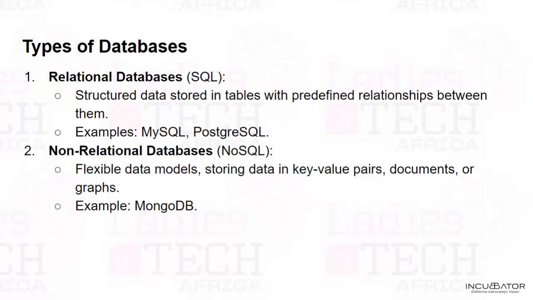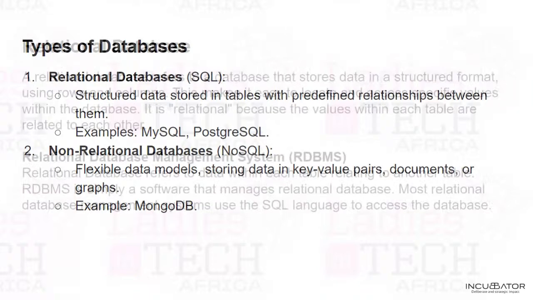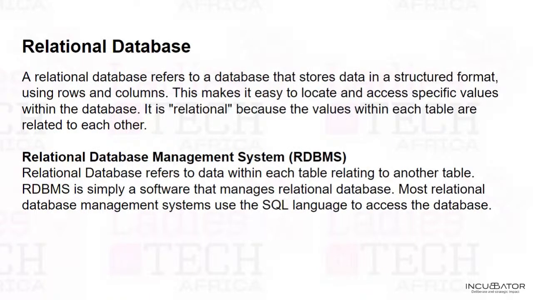You can decide to use a relational database or a non-relational database, but you are still going to see the difference between them. A relational database stores data in a structured format using rows and columns. This makes it easy to locate and access specific values within the database. It's relational because the values within each table are related to each other.